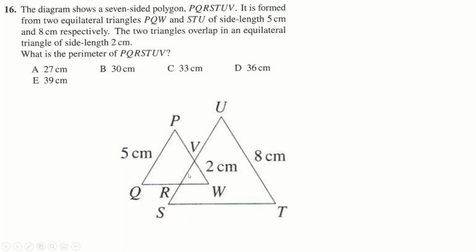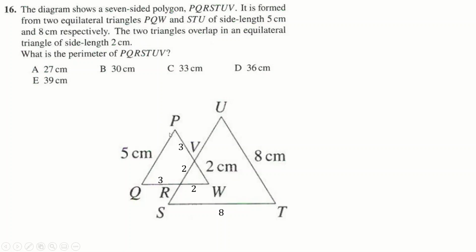Question number 16. So we've got a lot of equilateral triangles here, it looks like. So this triangle is 2, 2, 2, this one is 5, 5, 5, and this one is 8, 8, 8. So if this is 2, 2, 2, and this is length 5 here, because this is 5, that means this is 3, and so is this one. These are 2s, of course, and that also means these are 8s. So that's everything I've got so far.